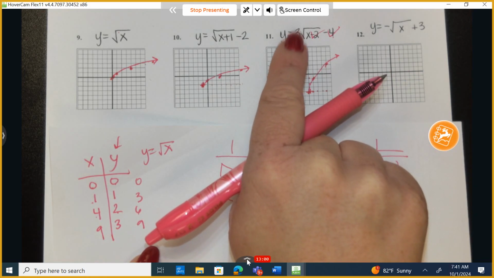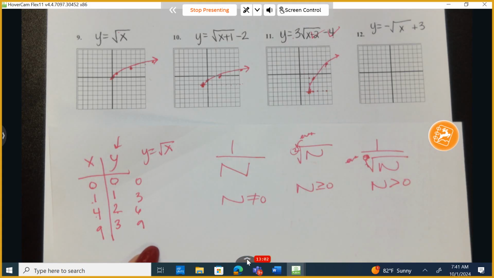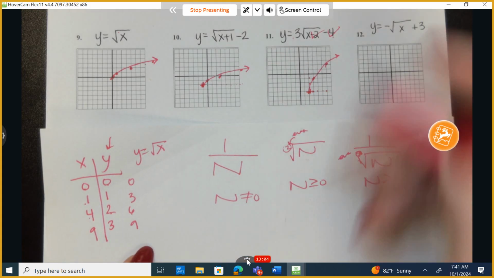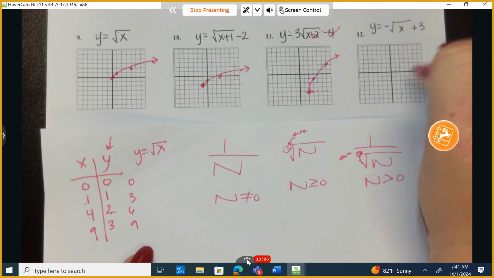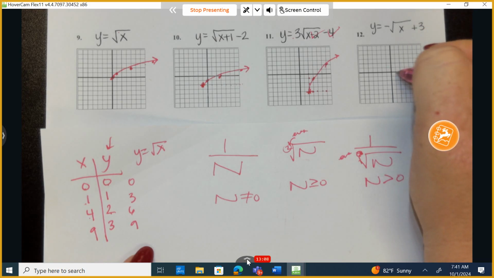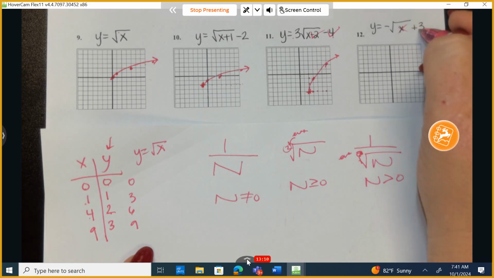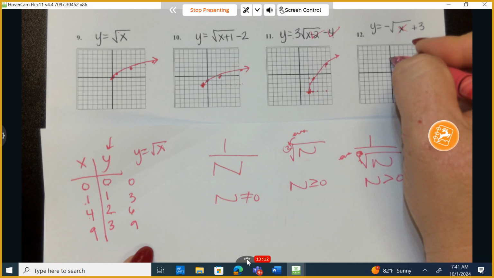It's going to be stretched vertically by a factor of 3. Stretched vertically by a factor of 3. Let's go on to the next one. There's no number inside, so I'm not going to shift this to the left or to the right. I am going to go straight up 3.